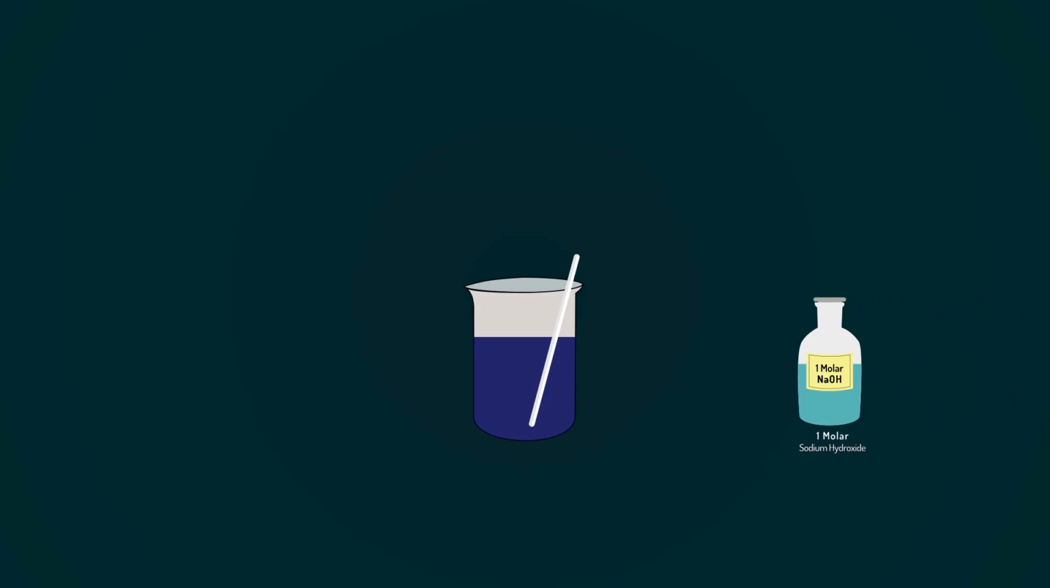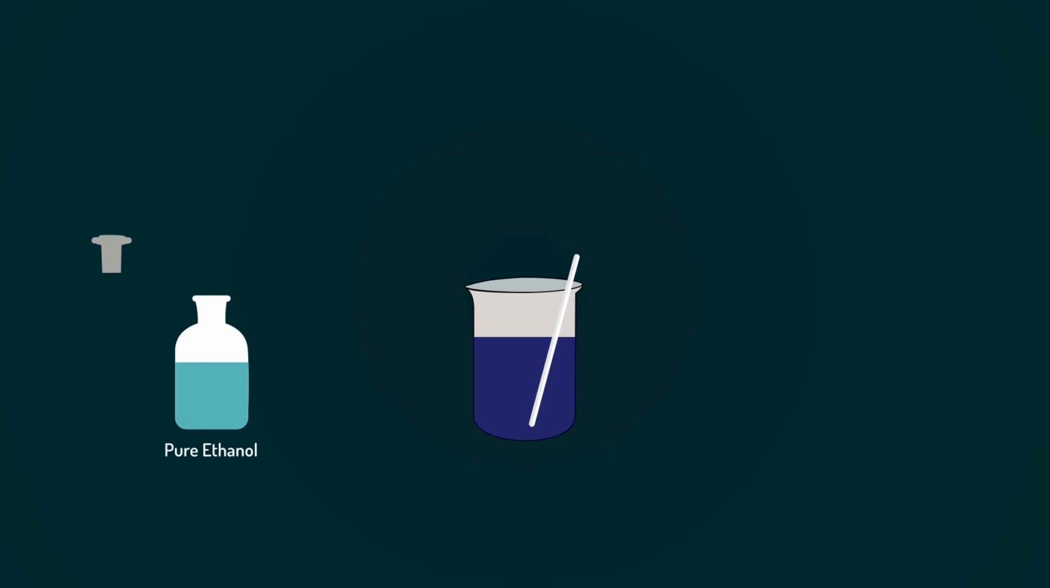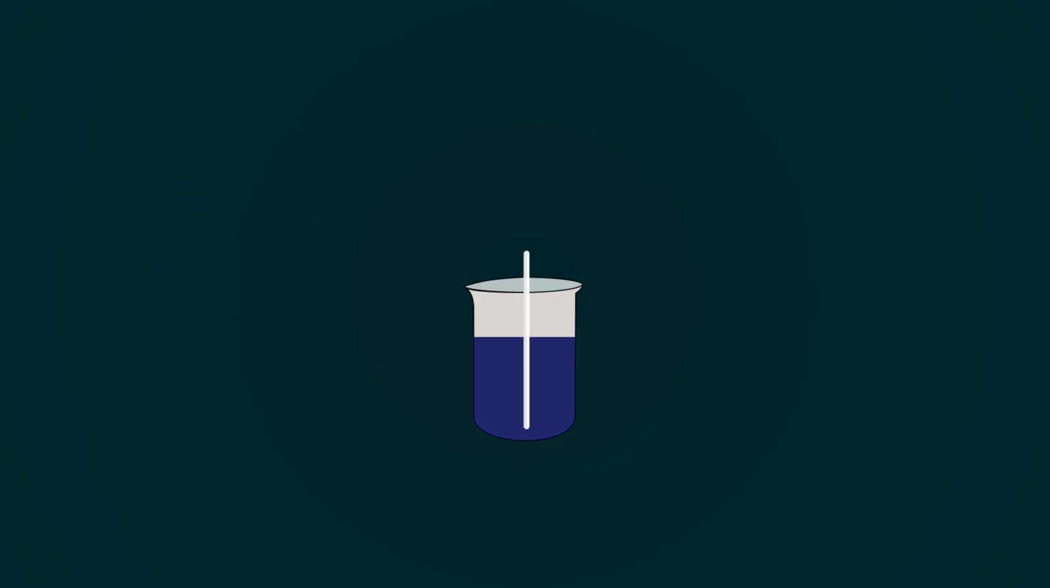Now take a 1 molar solution of sodium hydroxide. Pipette out 2.5 milliliters and put it into the beaker. Now take pure ethanol from the stock bottle and take 5 milliliters with a clean and dry pipette and put it also into the beaker. Mix it with the help of a spatula. Make sure to make it homogeneous.